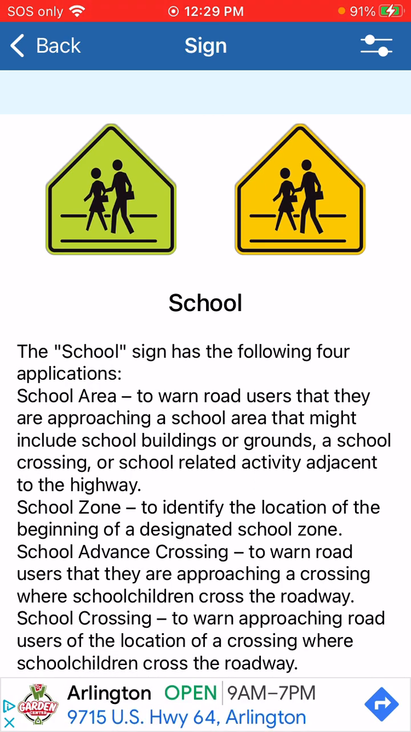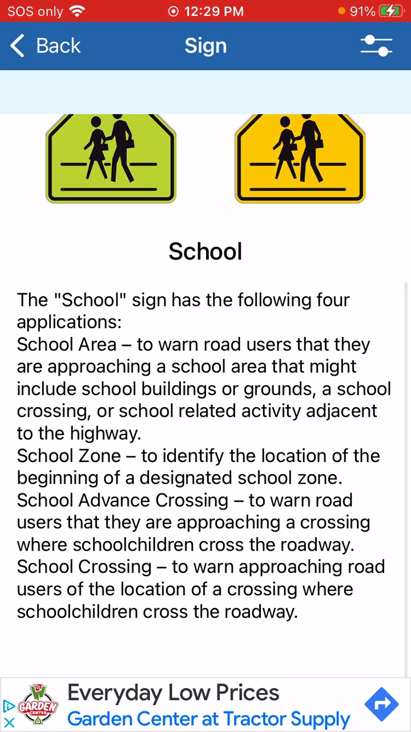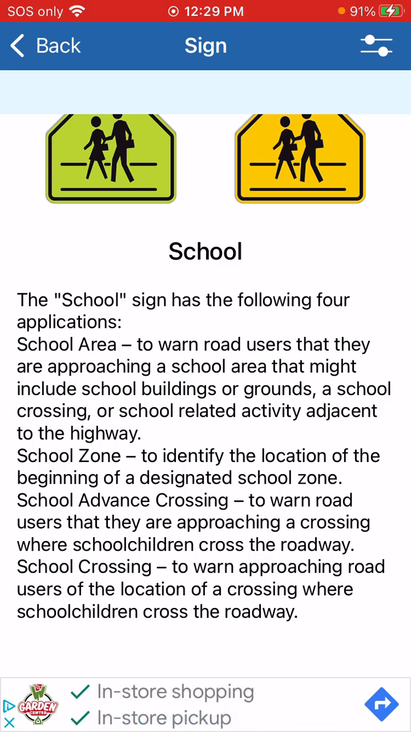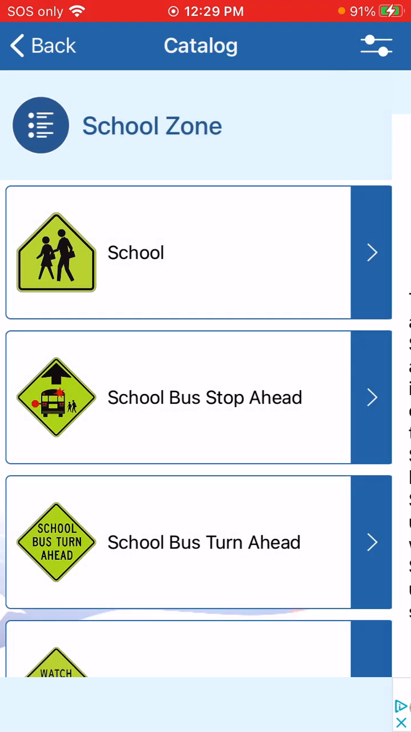School advance crossing, to warn road users that they are approaching a crossing where school children cross the roadway. School crossing, to warn approaching road users of the location of a crossing where school children cross the roadway.